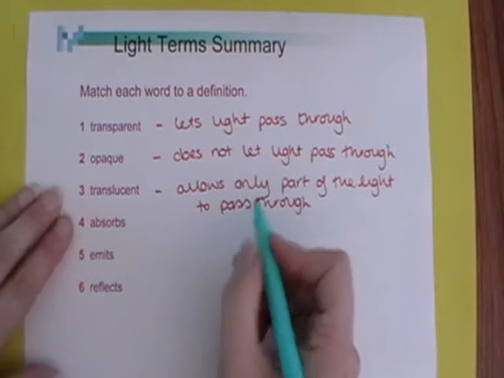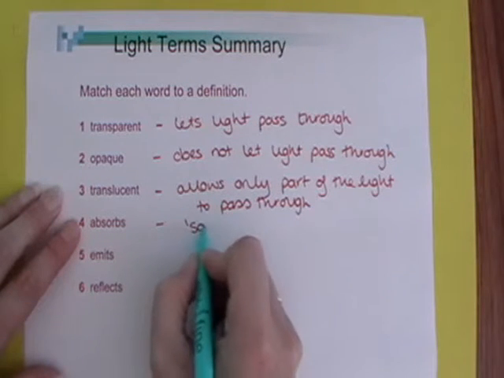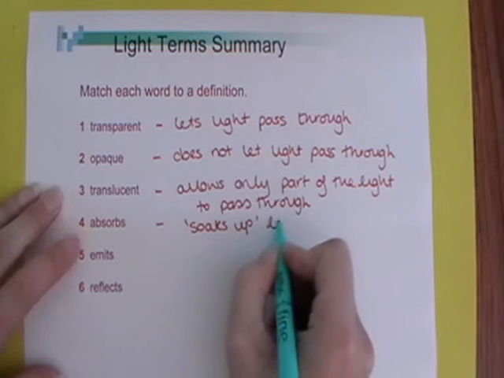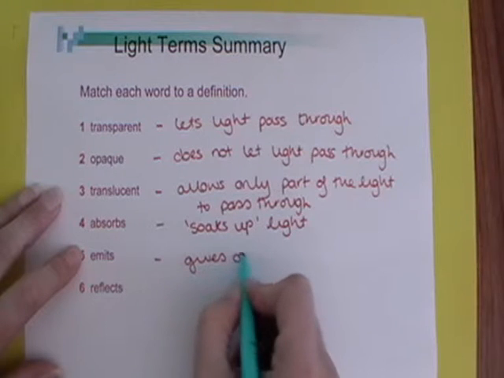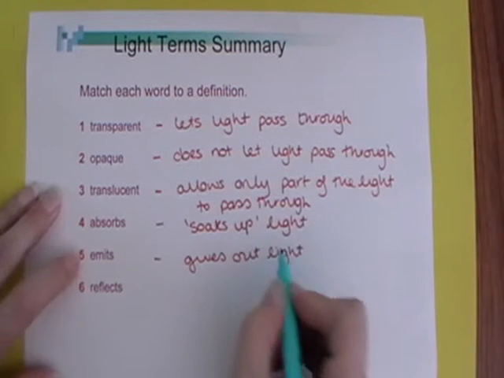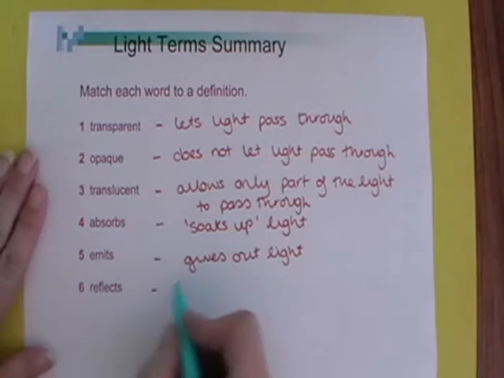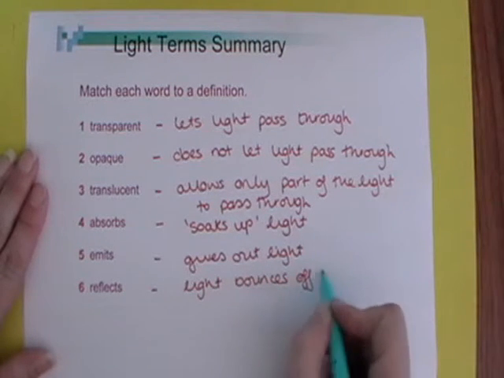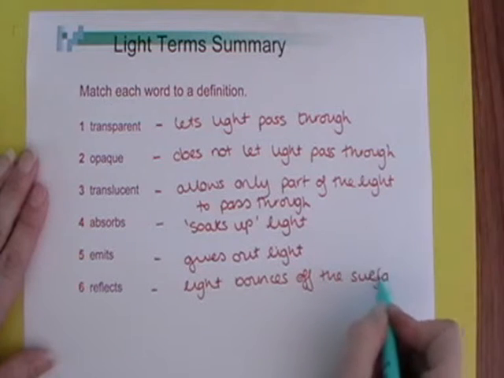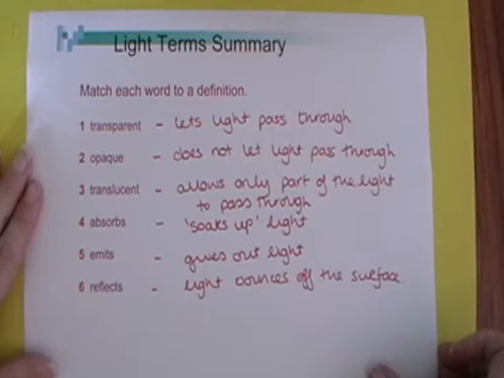When we say that an object absorbs light, that means it soaks up the light. If it emits light, it's a light source which gives out light. And whenever we say that an object reflects light, what we mean is the light bounces off the surface of the object. These terms, particularly terms 1, 2, 3, 5 and 6, are important when you're describing light.